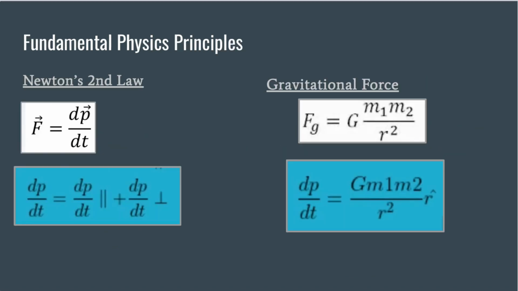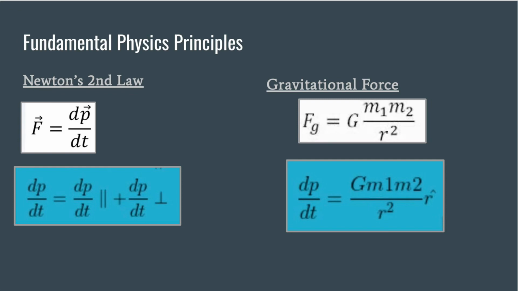The two main physics principles covered in the lab are Newton's second law and gravitational force. The main equation for Newton's second law is F net equals dp over dt, and we can split that equation into F net equals dp over dt parallel plus dp over dt perpendicular.